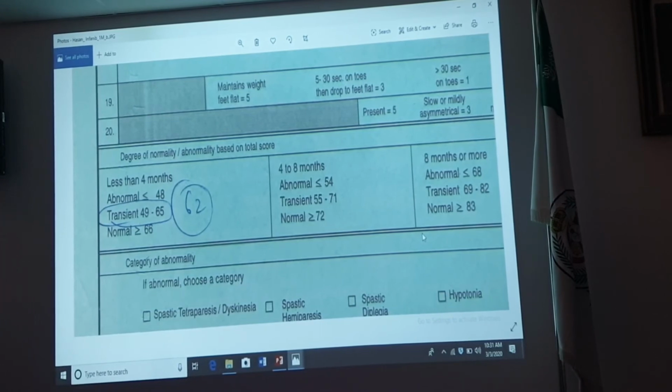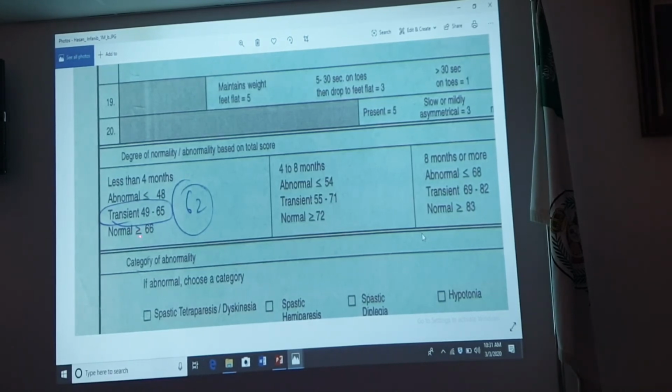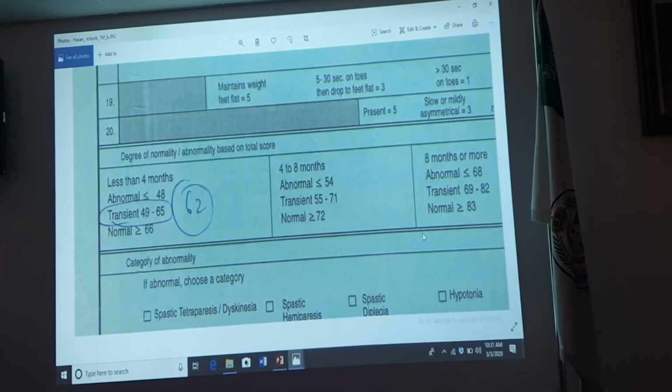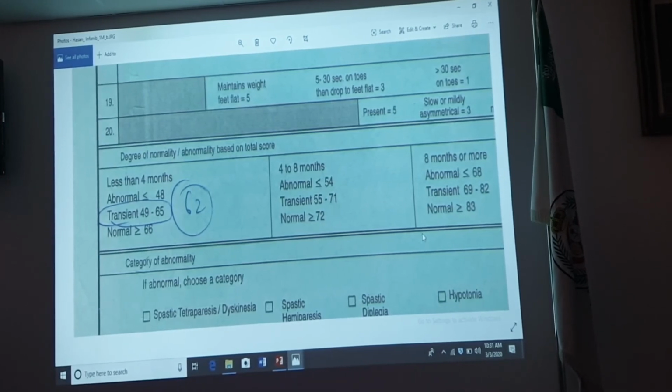Coming to the point. Look at this. Normal is more than 66. Clear? So if your baby is scoring more than 66, then your baby will be normal, because the maximum score is 70. Got the point? No, we are giving the score as either 1, 3, or 5, but we are counting the total score. Yes, it's the maximum.